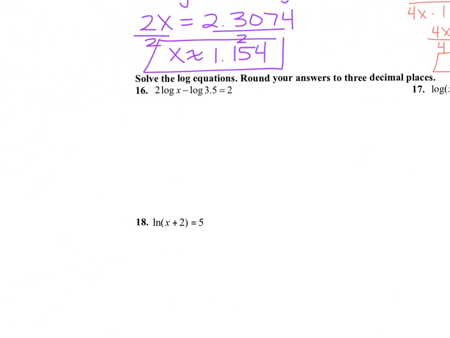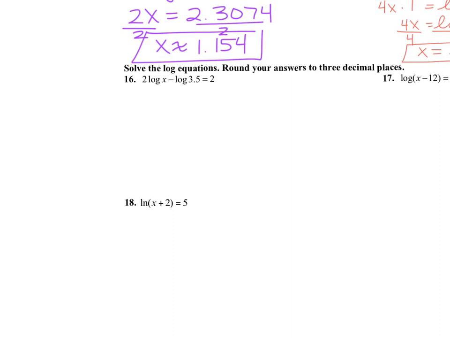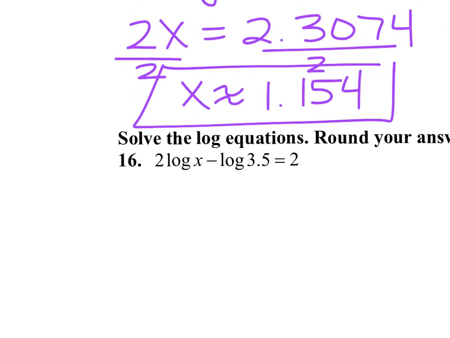All right, solve the log equation, round your answers to 3 decimal places. We're trying to solve here. What do we do first? Move that 2, right? So we're going to take that here. So it's going to be x squared. Then it's subtraction. What do you do with subtraction? Division. So it's going to be 1 single log, x squared on top, 3.5 on bottom, equals 2.